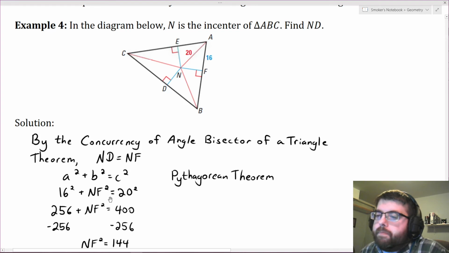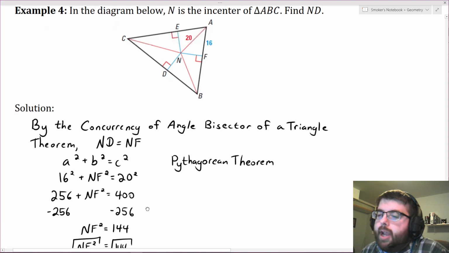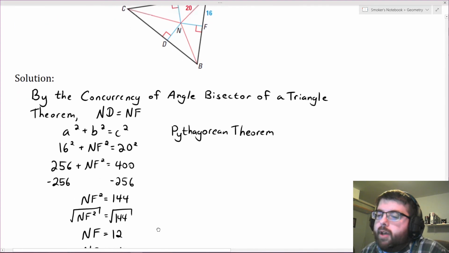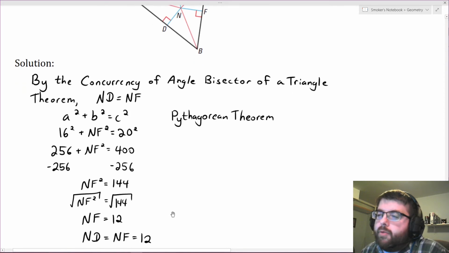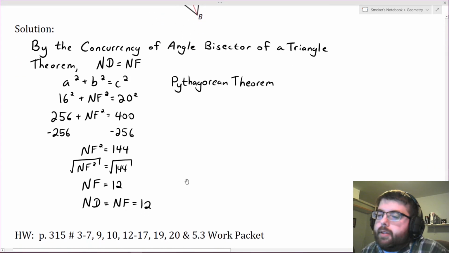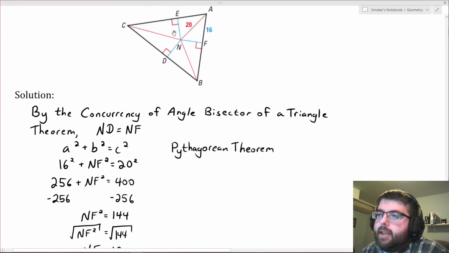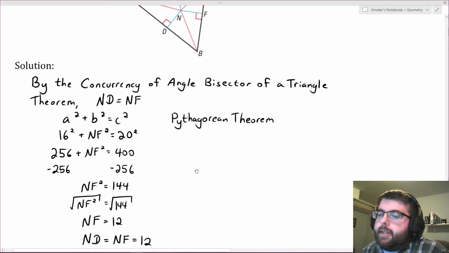So 16 squared plus unknown squared equals 20 squared. 16 squared is 256. 20 squared is 400. Subtract, you get 144. Take the square root, you get 12. NF is 12. ND then is 12. So using the fact that it's an in-center, we can find that measure.